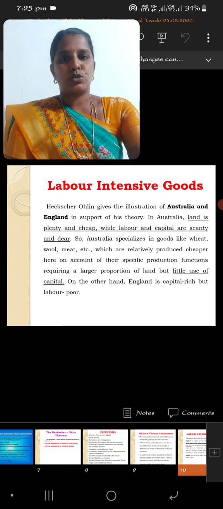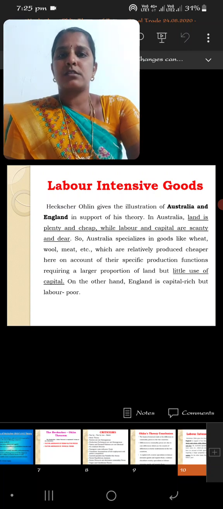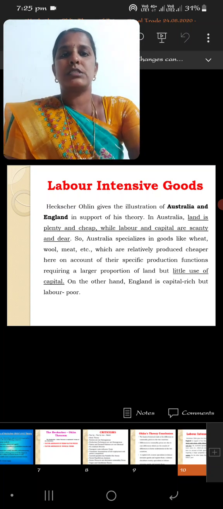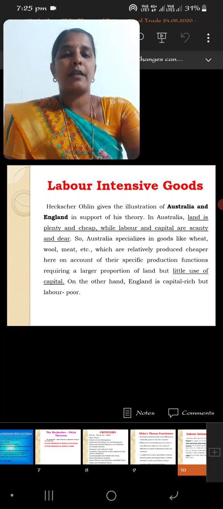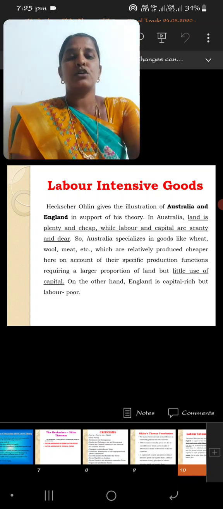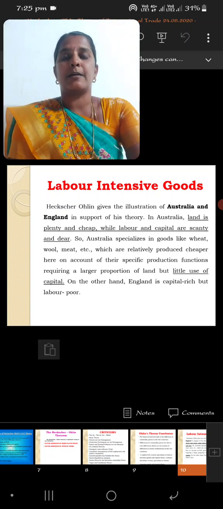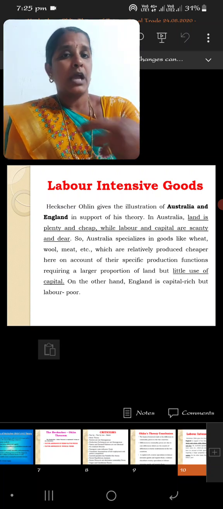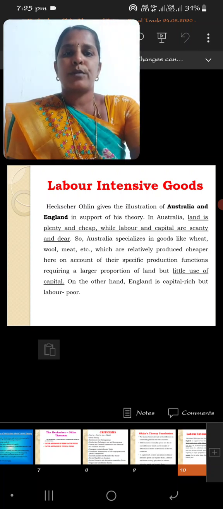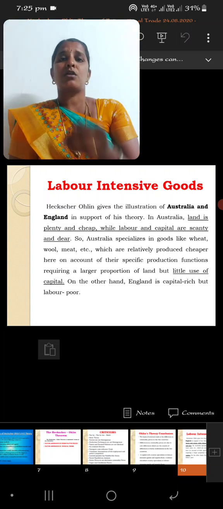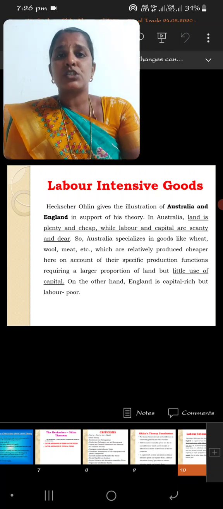So now we will see the labor intensive goods. Heckscher-Ohlin gives an illustration, for example, Australia and England, which support this theory. In Australia, land is plentiful and cheap, but labor and capital are scanty and dear in nature. So Australians specialize in goods like wheat, wool, meat, etc., which are produced relatively cheaper than in other countries. There is a larger proportion of land, but we use a little amount of capital.